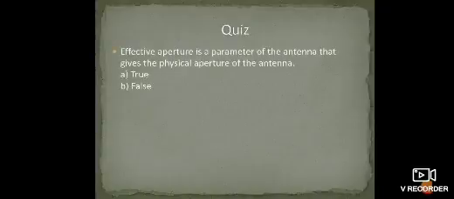Effective aperture is a parameter of the antenna that gives the physical aperture of the antenna. Is it true or false? In our radar range equation, among the factors affecting radar performance, one of the parameters is the effective aperture, AE. So the effective area is also called that. Does it give the physical aperture of the antenna? Either yes or no, that is, true or false. So please note this question.